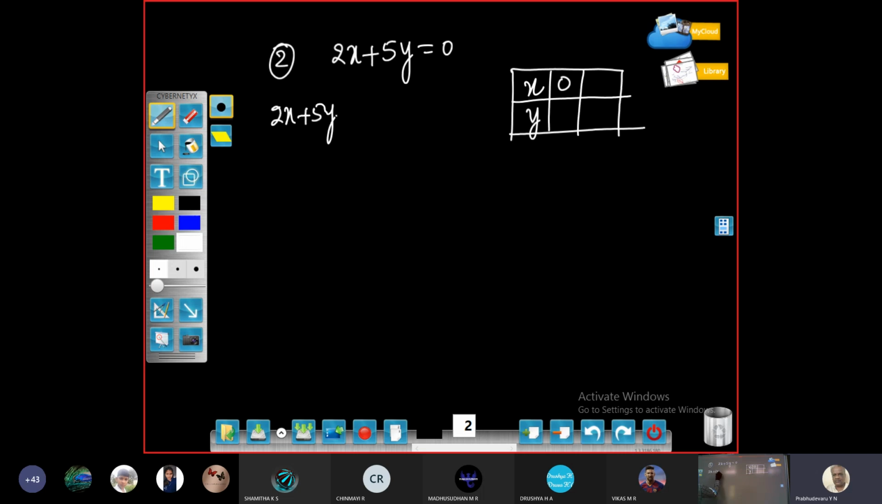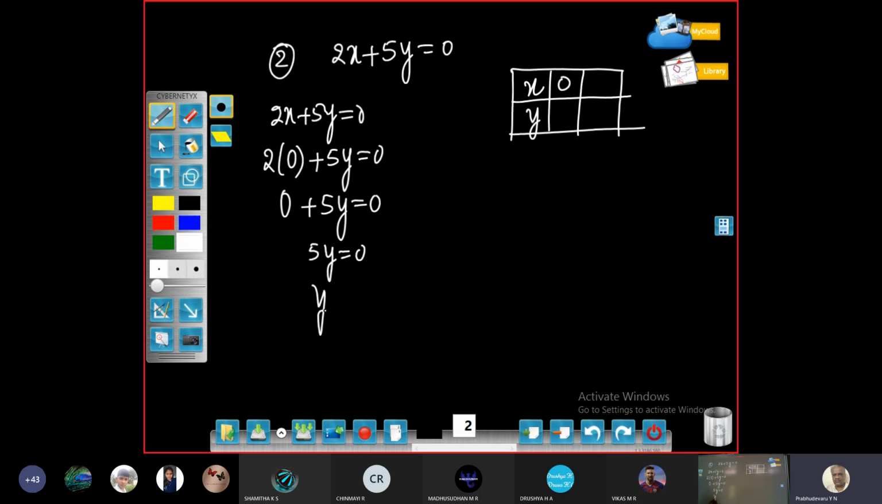2x plus 5y is equal to 0. I have taken x as 0. Substitute that: 2 into 0 plus 5 into y is equal to 0. 2 into 0 is nothing but 0 only. 0 plus 5y is equal to 0. So 0 plus 5y is 5y only. 5y is equal to 0. y is equal to 0 by 5. y is equal to 0. x is equal to 0 means y is also equal to 0. Then one more.